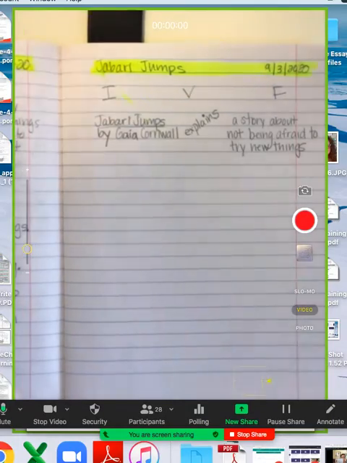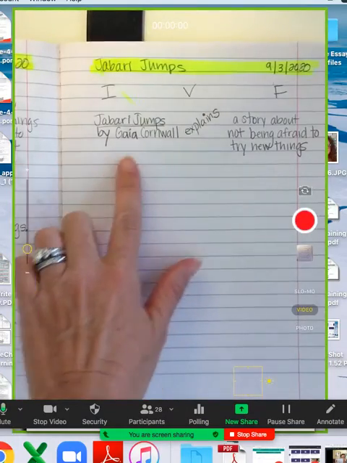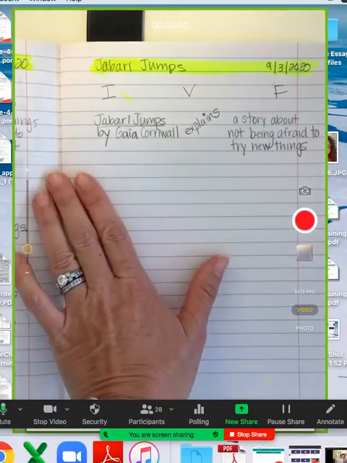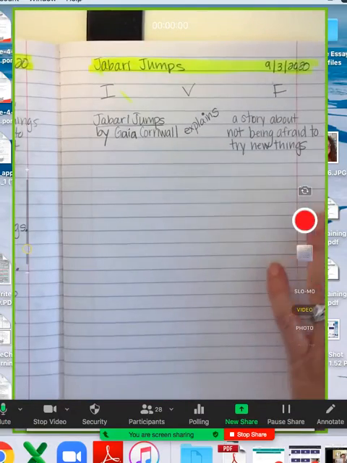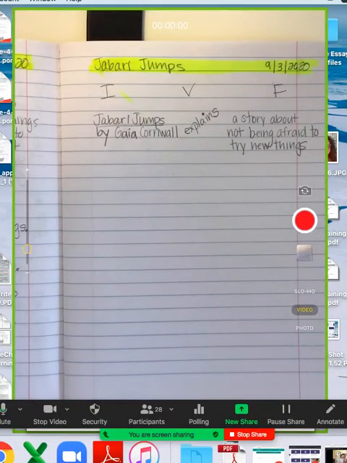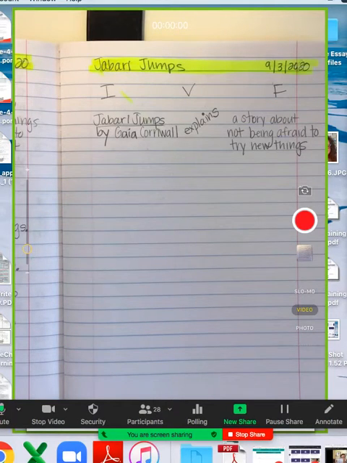Okay. Now, once we have our IVF like this, our I and our V and our F, we're just going to put it together into a topic sentence. Okay, and that topic sentence, just like you all said, is the first sentence of our summary. And so it's going to become the first sentence of our paragraph. So what do we do at the beginning of a paragraph? Unmute yourself and tell me, what do we do?